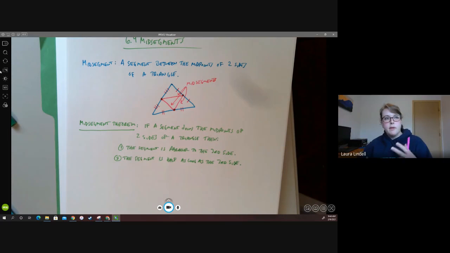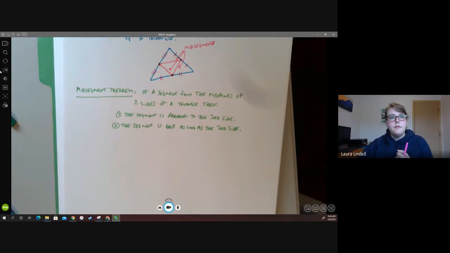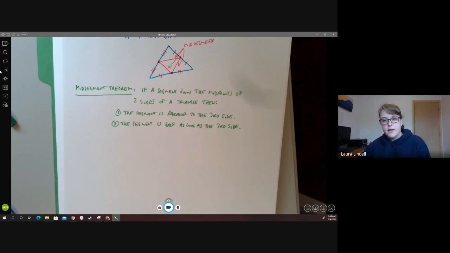Okay, so if we have a mid-segment, then that segment is parallel to the third side and half as long as the third side. I'll let everyone write that down. And then we're gonna take a look at what that's telling us with a picture. And then we're gonna talk about some examples here.